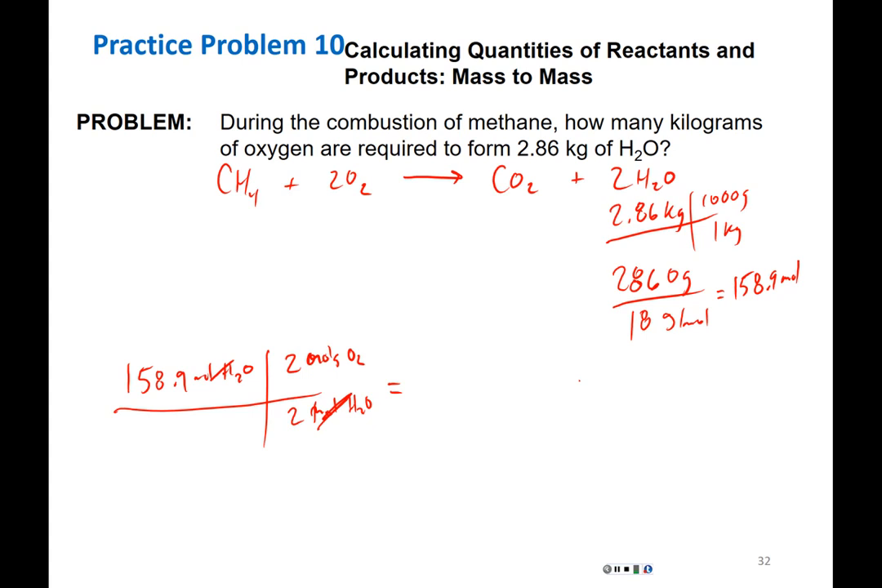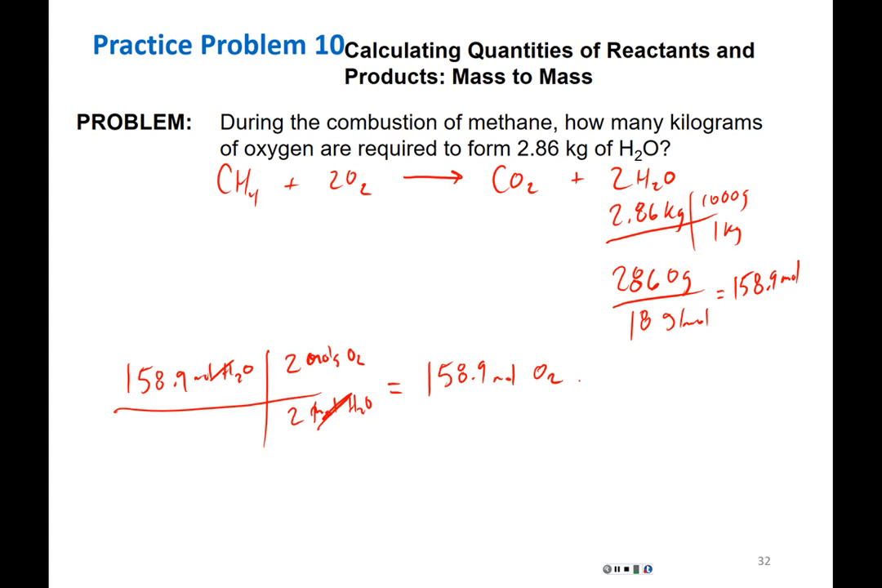That's the biggest thing that's messed up. People will divide instead of multiply, in a sense. And the way to really prevent that is to write everything out, the units very explicitly. Okay, so that's just multiplying by 1, so 158.9 moles of O2.